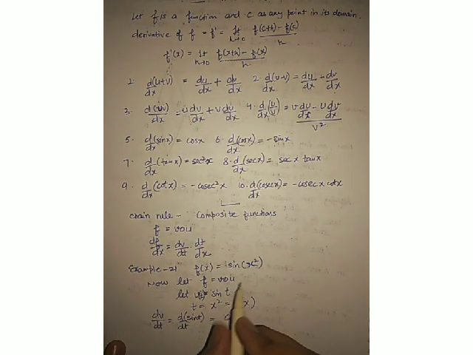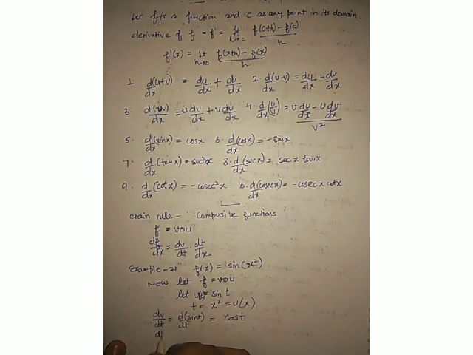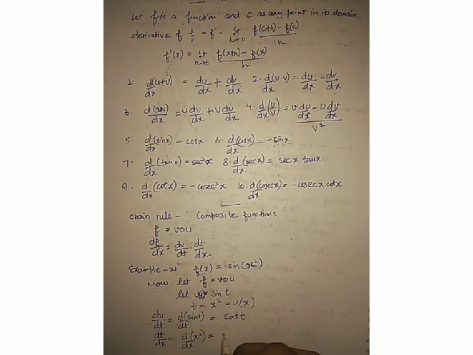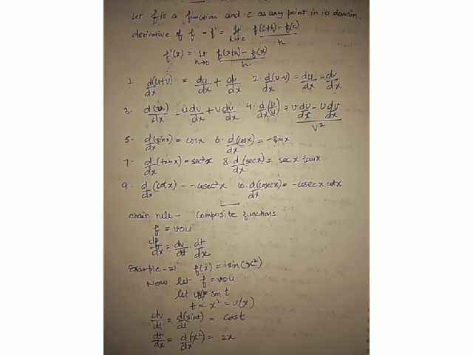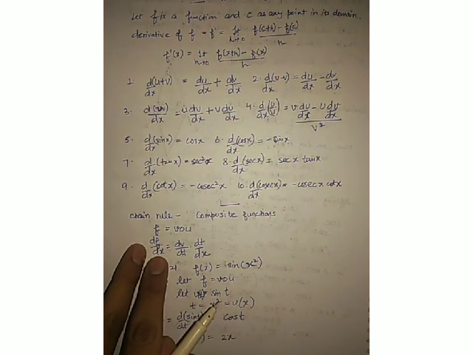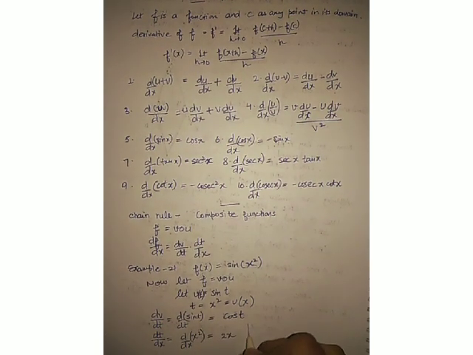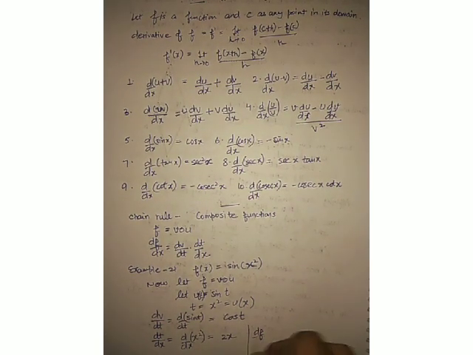Similarly, we will find dt upon dx. What is t? That is x square. So x square will be differentiated with respect to x, we will get 2x. Clear? Now what is df upon dx? dv upon dt multiplied by dt upon dx. So just fill in the values, you will get df upon dx.